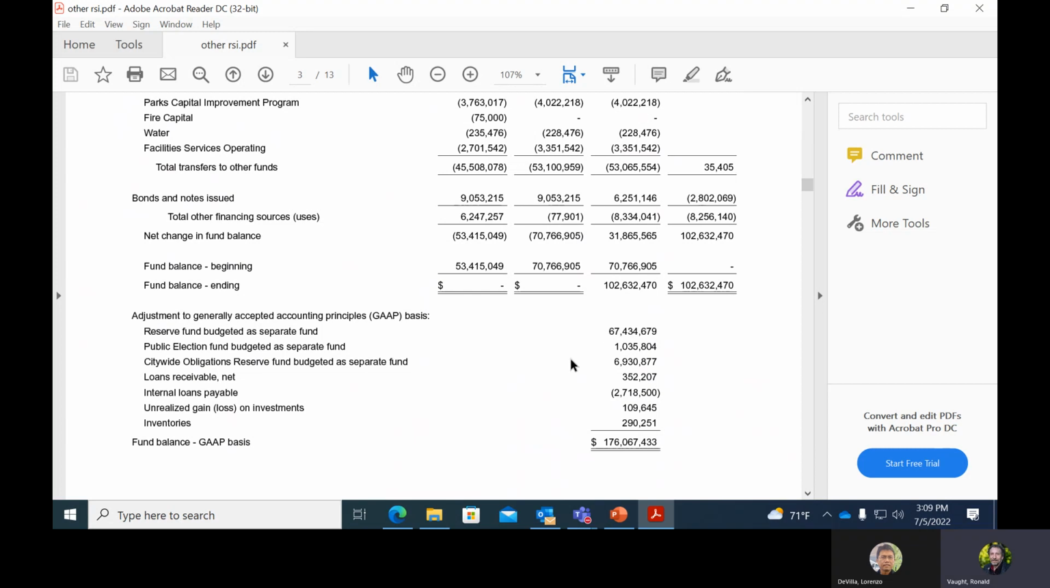So anyway, the reconciling items, loans receivable. We handle loans differently between GAAP and budgetary. When we actually make a loan to somebody for GAAP basis, we debit loans receivable and credit cash. But for budget, we debit expenditures and credit cash. So the recognition in fund balance is different, depending on whether it's a budgetary basis or a GAAP basis.